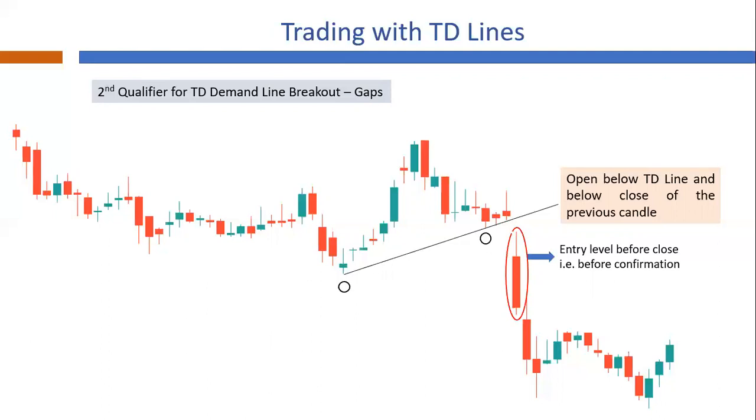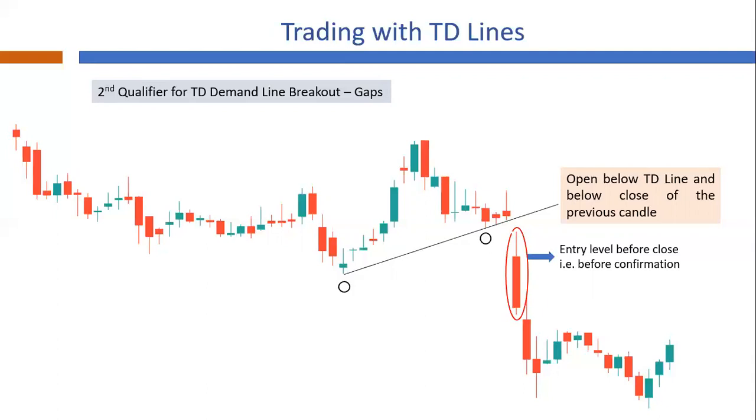Further, it is important to note that these qualifiers are used to make a trading decision before confirmation, that is before close. So even though it reduces false breakouts or breakdowns, it does not eliminate them completely. False breakouts or breakdowns do occur, and therefore it is necessary to employ proper risk management rules before trades are initiated. Now that we have learned about TD points, TD lines, entries, targets, qualifiers, etc., let's look at a couple of trading techniques.